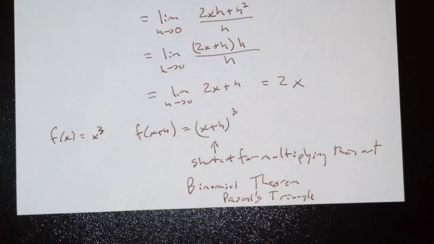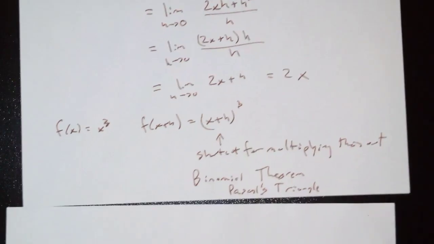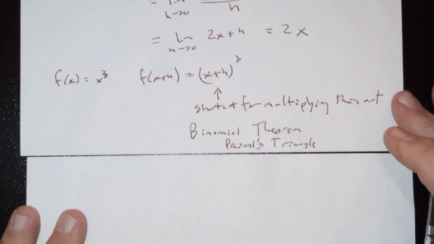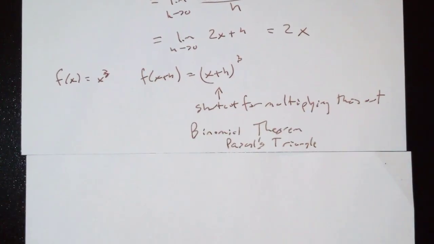Binomial because there are two things I'm multiplying out, right? It's an x and an h, and I'm raising them to a power. In order to do this, I need you to write down a triangle for me.